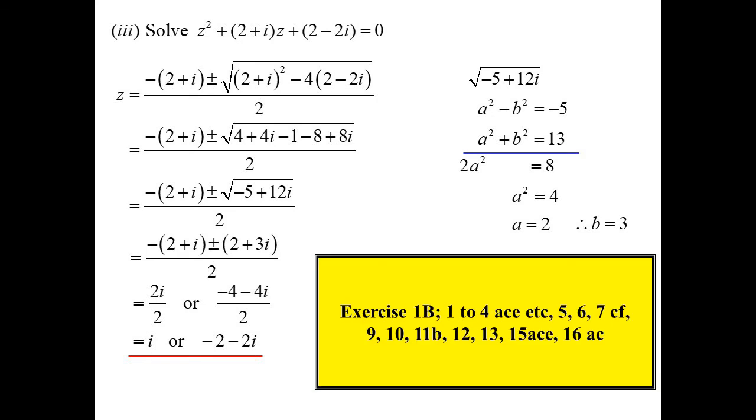Okay, that'll do us for today. So 1B, a handful of questions there.